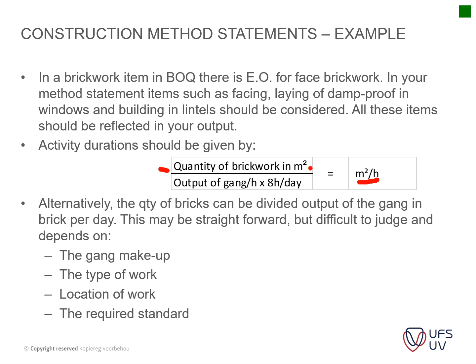Alternatively, the quantity of bricks can be divided out of the gang in bricks per day. This may be straightforward but difficult to judge and depends on the gang makeup, the type of work, location of work, the requirements, standards. So basically, in short, what they're saying is you can either calculate your output. Say, for instance, this gang can produce a thousand bricks per day, or they can produce X amount of square meters per day. You guys understand that?